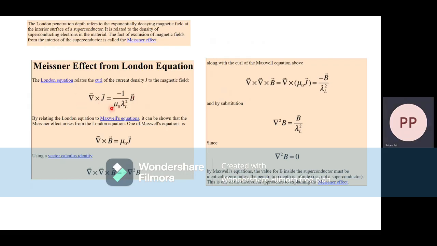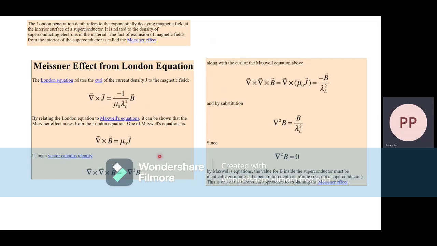So this is the curl of J equals minus 1 by mu naught lambda L square times B. Now, by relating the London equation to Maxwell's equation, what do we know? By Maxwell's equation, the curl of B is mu naught J. J is the current density, right? To do this, we have to again take the curl, right?